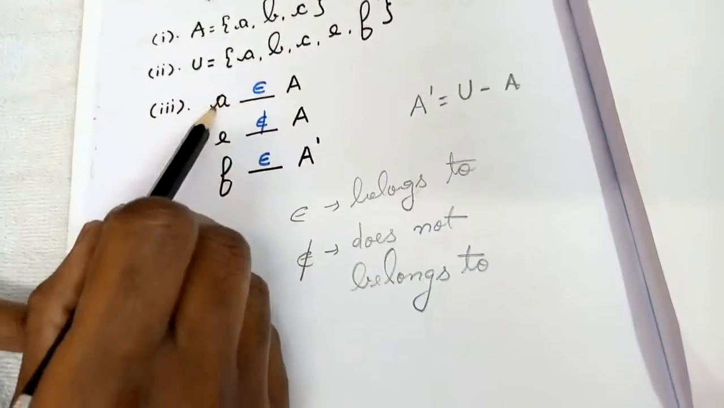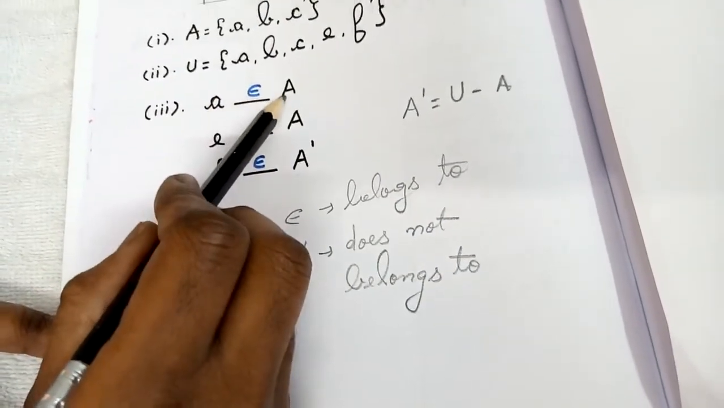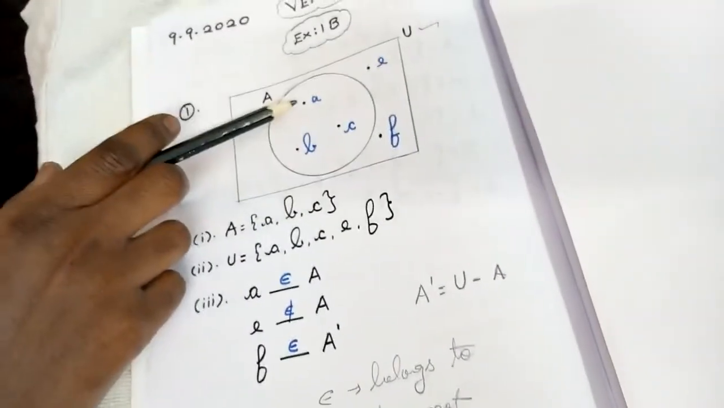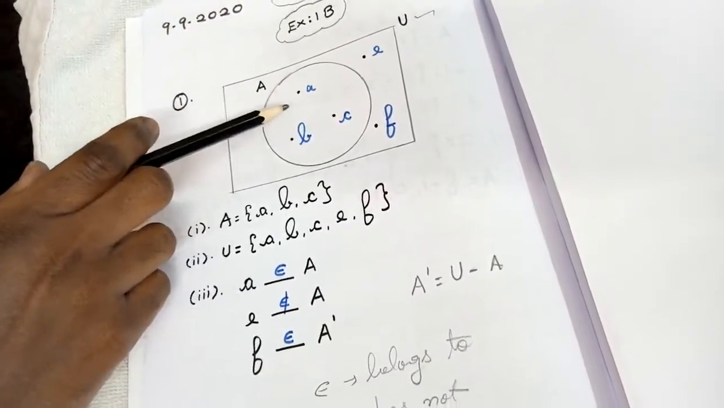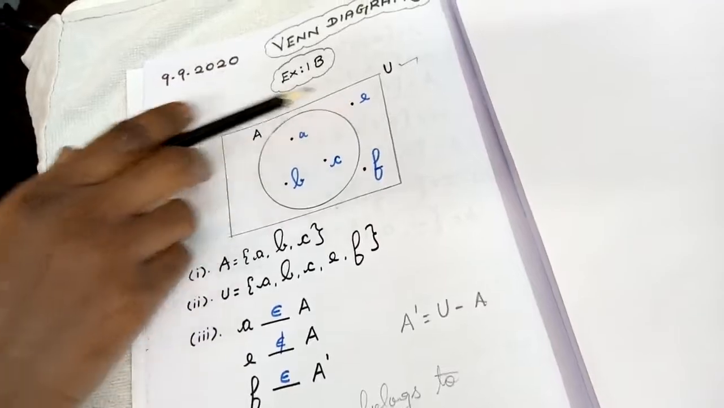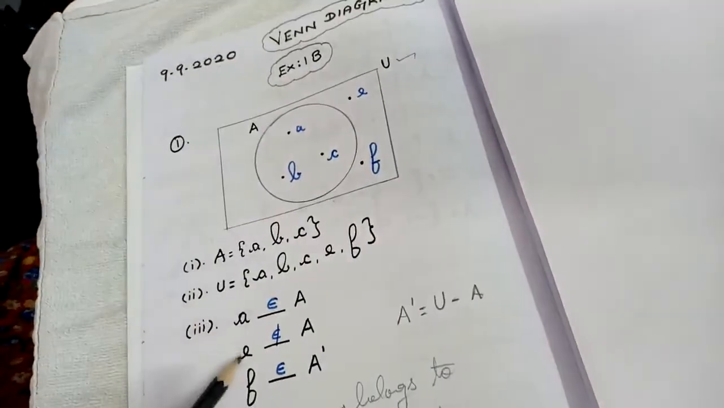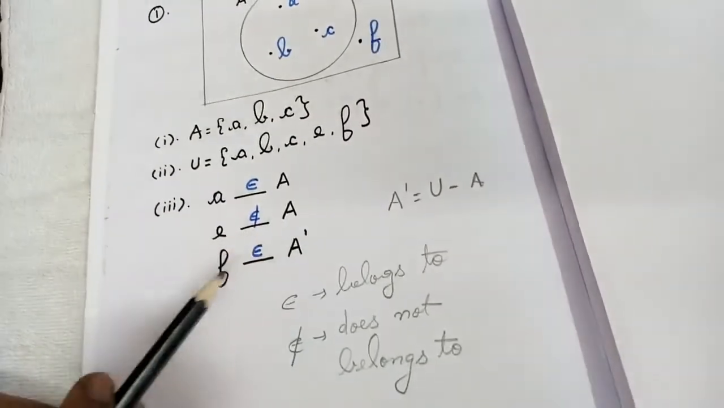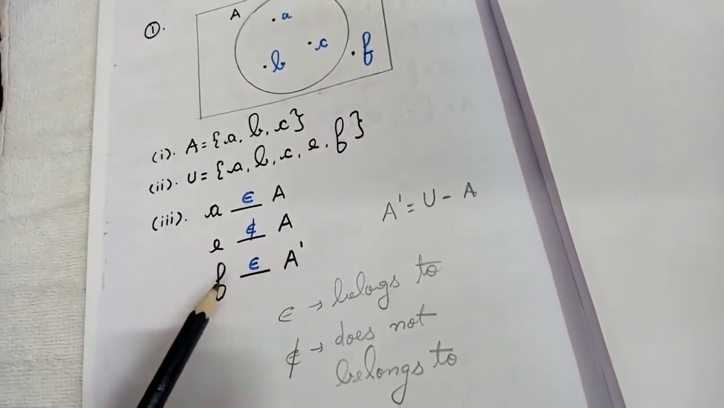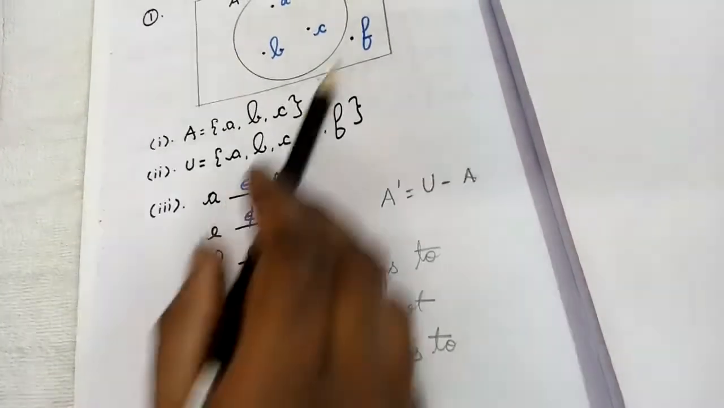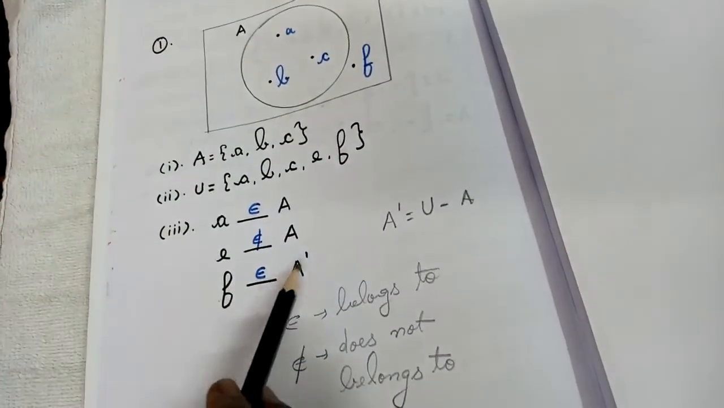So, a belongs to capital A. If you see this element a is present inside this circle, so it belongs to capital A. If you see e is outside the circle, so e does not belong to capital A, and f belongs to A dash. A dash means the universal set, which is out of the figure, out of the circle. So, this place is called belongs to A dash.